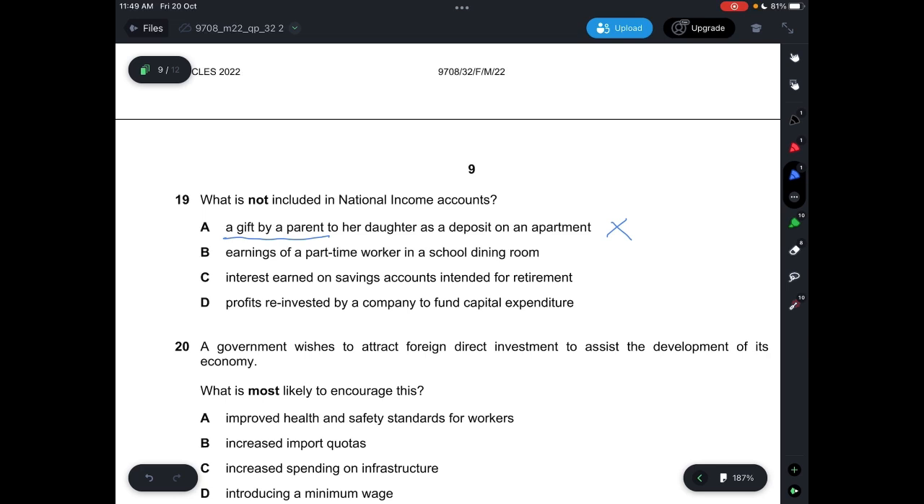B, it says earnings of a part-time worker in a school dining room. This is included in the national income. Yes. And C, interest earned on savings account intended for retirement. This is also national income. D, profits reinvested by a company to fund capital expenditure, also national income. So the one that's not national income would be a gift by a parent to a daughter.